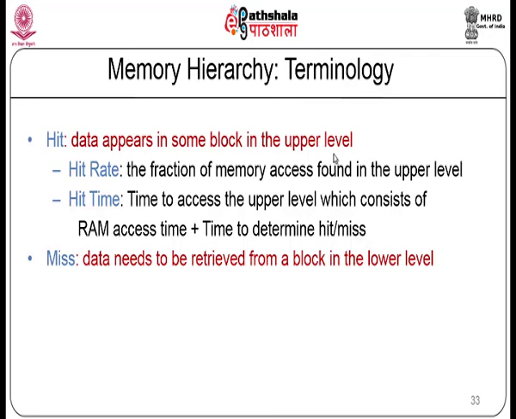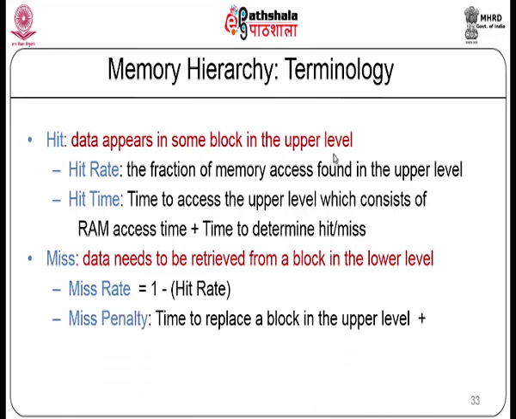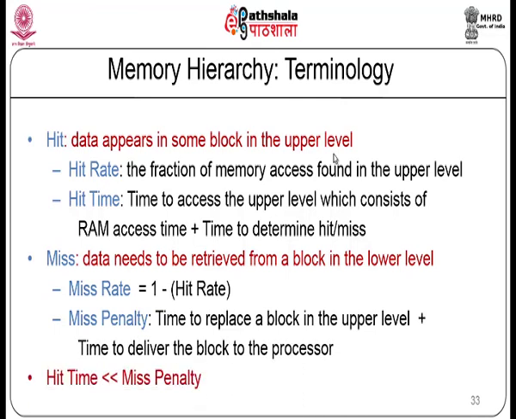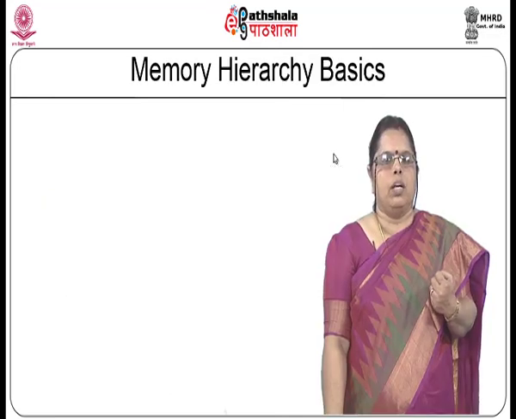Now, as against a hit, you also have a miss, where the data needs to be retrieved from a block in the lower level, and your miss rate is 1 minus the hit rate. And if it misses in a particular level of memory, then you will have to pay a penalty for it, that is a miss penalty. So, the miss penalty is the time to replace a block in the upper level and the time to deliver the block to the processor. And obviously, we want the hit time to be far less than the miss penalty.